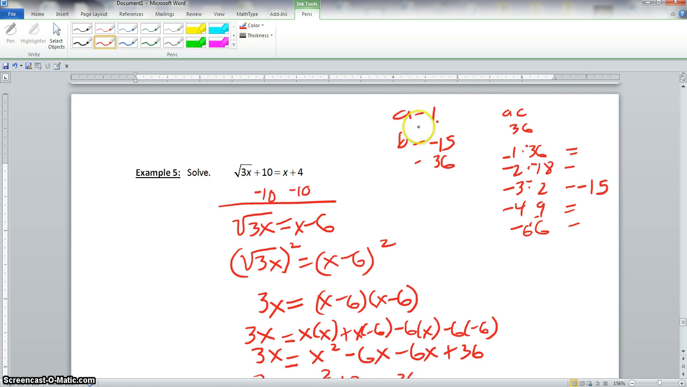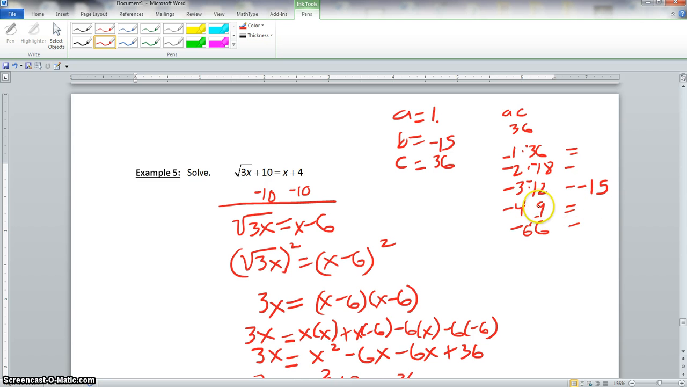Now we have our A, our B, and our C. Our A is 1, our B is negative 15, and our C is 36. So you know we multiply A times C, which will give us 36, because 1 times 36 is 36. And then we find all the factors of 36, which is 1 and 36, 2 and 18, 3 and 12, 4 and 9, and then 6 and 6.